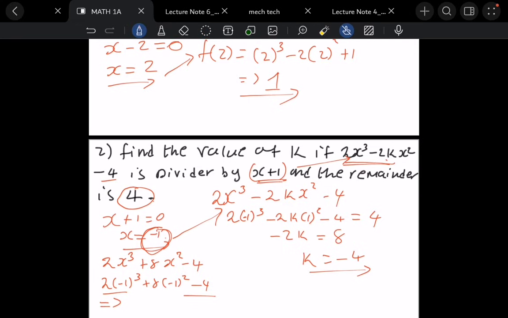It's going to be negative 4. It's going to be 4 plus 4 plus 2, which is 10.